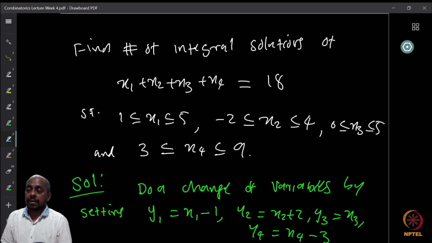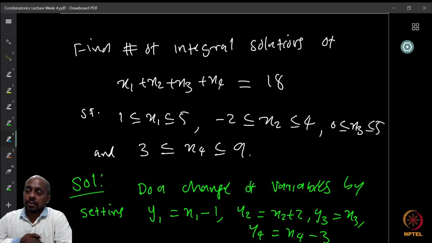Here what we have is that 1 is less than or equal to x1 is less than or equal to 5, right? So there is a lower bound as well as an upper bound for xi's. And then -2 less than or equal to x2 less than or equal to 4. So this is also different, in that we are allowing x to be negative, right? And then 0 less than or equal to x3 less than or equal to 5, and 3 less than or equal to x4 less than or equal to 9, right? So these are the boundaries of xi's. Okay, so xi's cannot take values outside these boundaries.